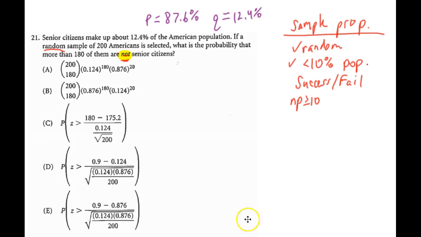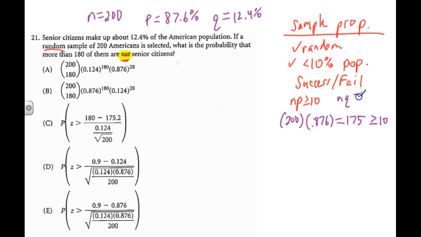So if we plug in numbers here, N is 200. By the way, you should probably define that. N is 200, that's the sample size here. Times P, 0.876. When you do that, you get about 175, which is certainly bigger than or equal to 10. And then NQ must be greater than or equal to 10. So 200 is N times Q, 0.124, and that's approximately 25, which is definitely bigger than or equal to 10. So it passes the success-fail condition.